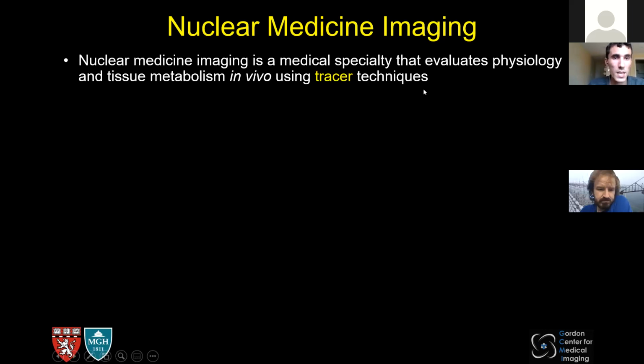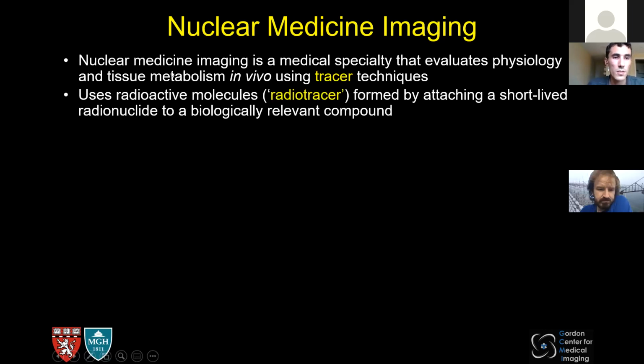So to obtain an image in nuclear medicine imaging, you need to administer radioactive molecules to your patient, also known as a radiotracer, that is formed by attaching a short-lived radionuclide that's going to emit some radiation that the camera can detect, to which a biologically relevant compound has been attached, okay? So you use that radionuclide to basically image the function that the molecule here that has a specific biological interaction with the organs is going to allow you to image, okay?